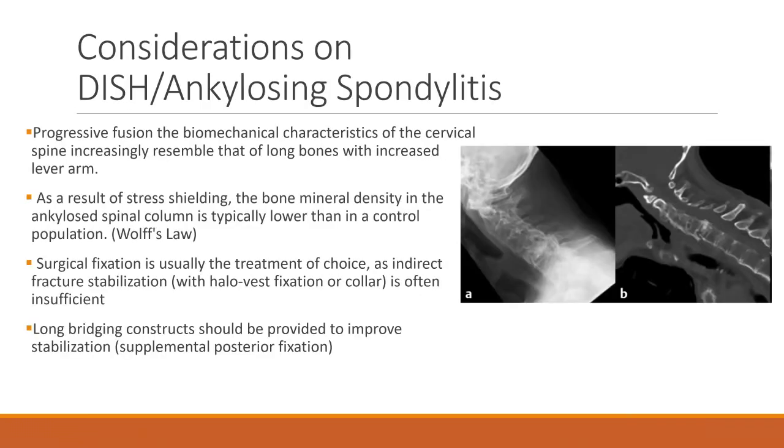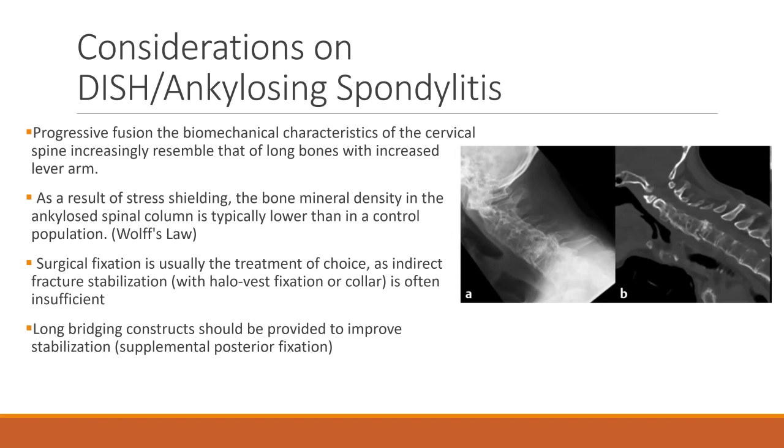Additional considerations for patients which should not be missed, especially those with DISH and ankylosing spondylitis, both of which involve progressive fusions occurring within the cervical spine or throughout the spine itself. But with a focus on the cervical spine, over time they begin to resemble long bones, leading to increased lever arms superiorly and inferiorly to any potential fractures. And as a result of stress shielding, the overall bone mineral density of the spinal column is lower than a control population, as could be explained via Wolff's law.